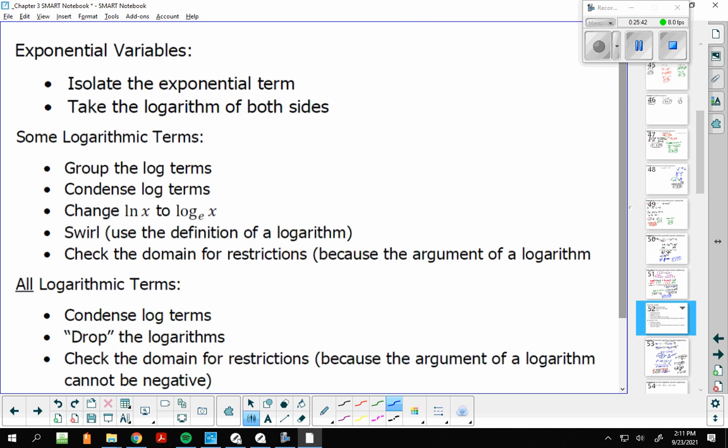So anytime you have a logarithmic equation, you have to check the domain for restrictions. So we just did an example like this. We're going to get to an example like this.